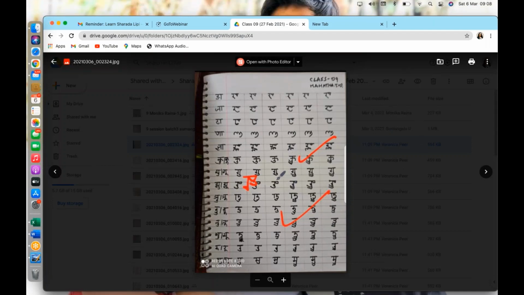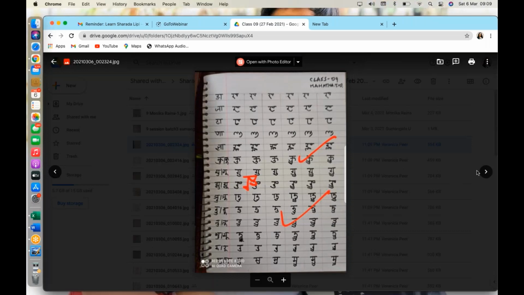I think this correction is among all the assignments, so we should take it for everyone's benefit. We should take it during the class. The rest, everything is correct. Only this particular letter is to be redrawn.